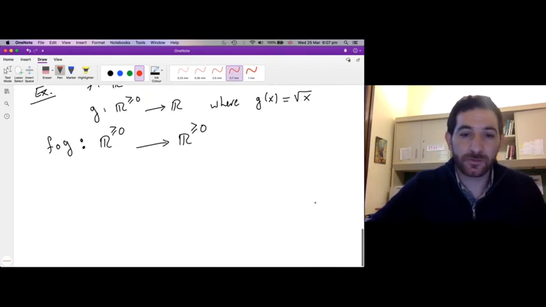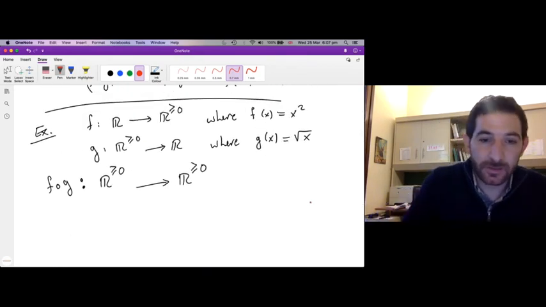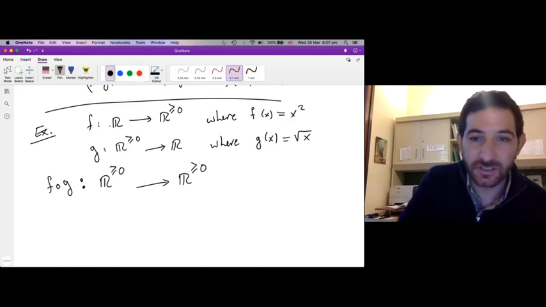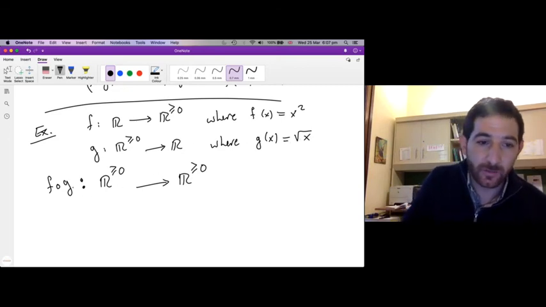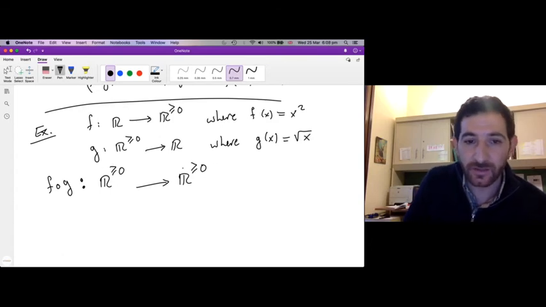Now, what do I want to say? Let's get back to our example. We have two functions, f and g. f is the square function, g is the square root function. Now we want to see what is the composition. It's a function from non-negative real numbers to non-negative real numbers.